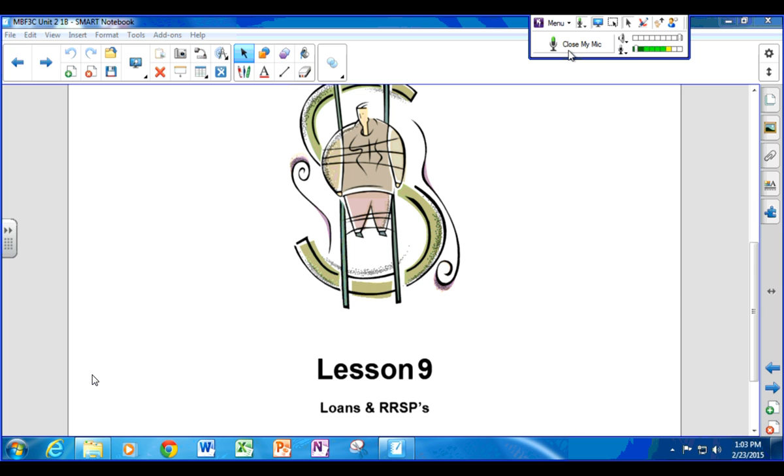Really, what we're doing here is looking at new ways to apply the different formulas that we looked at in Lesson 7, and in particular Lesson 8. What we're going to see is a couple of different variants of these formulas.